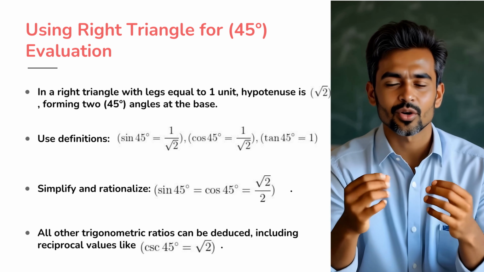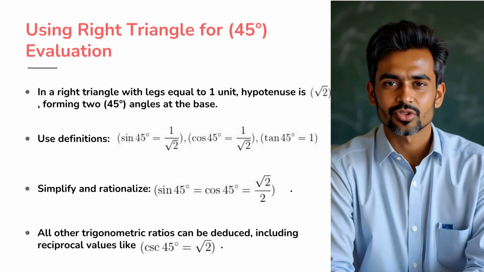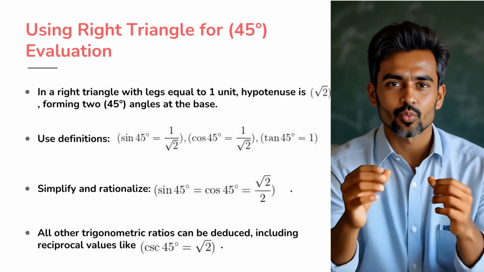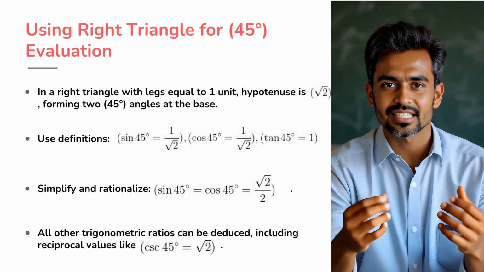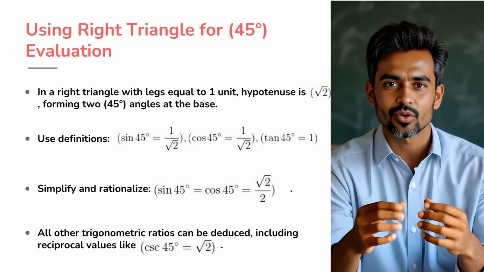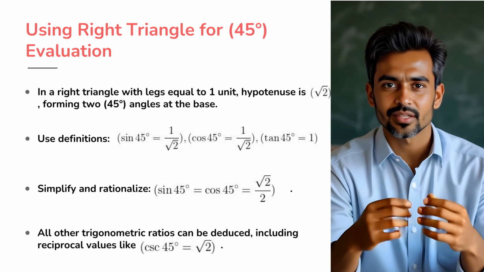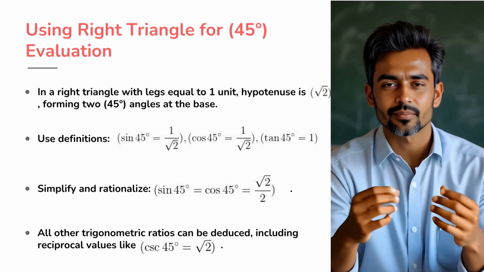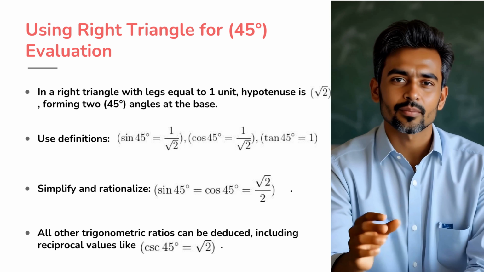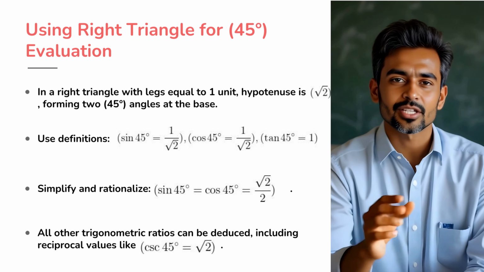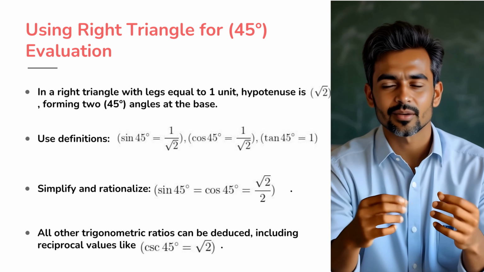Time to find the trigonometric ratios. The sine of 45 degrees is the length opposite over hypotenuse, so 1 divided by square root of 2. Cosine 45 degrees is exactly the same, also 1 over square root of 2. To make it look cleaner and easier to work with, we rationalize this value. Multiply numerator and denominator by square root of 2. This gives us sine 45 degrees and cosine 45 degrees equal to square root of 2 divided by 2.